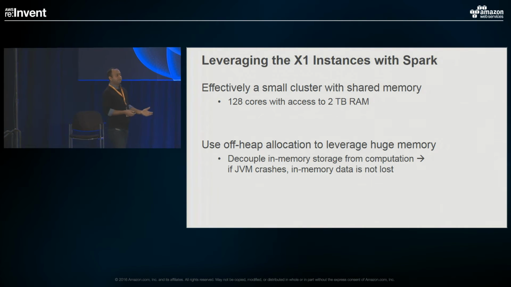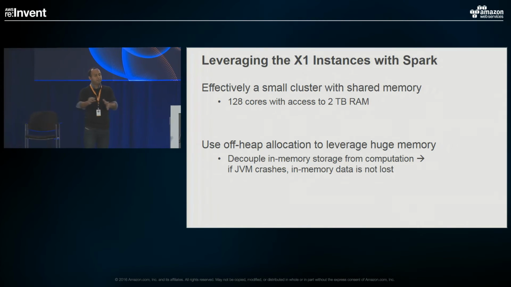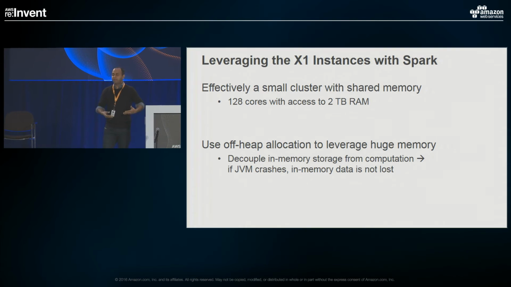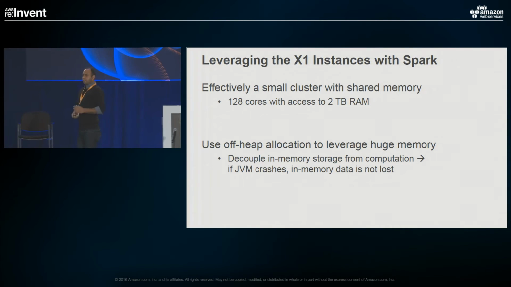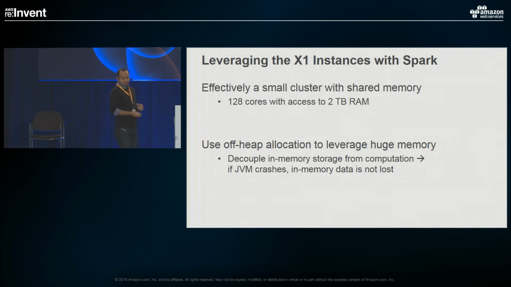And not only that, if a JVM crashes, the off-heap memory still lives on, which means when the new JVM is created, the new worker comes, it can just start using the off-heap storage rather than having to deserialize the whole thing again. That's one example where you can run a memory-optimized workload much more efficiently on Spark using the X1 platform. The same will apply for R4s announced yesterday, for instance.